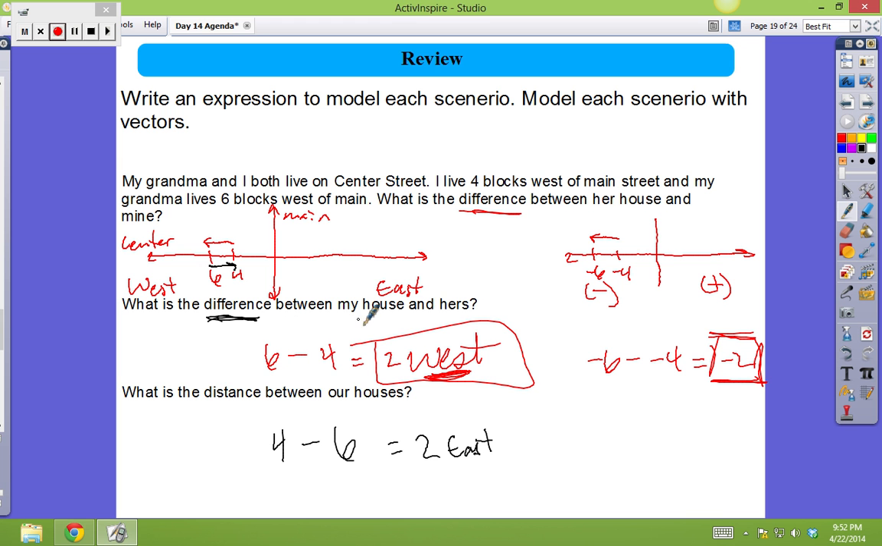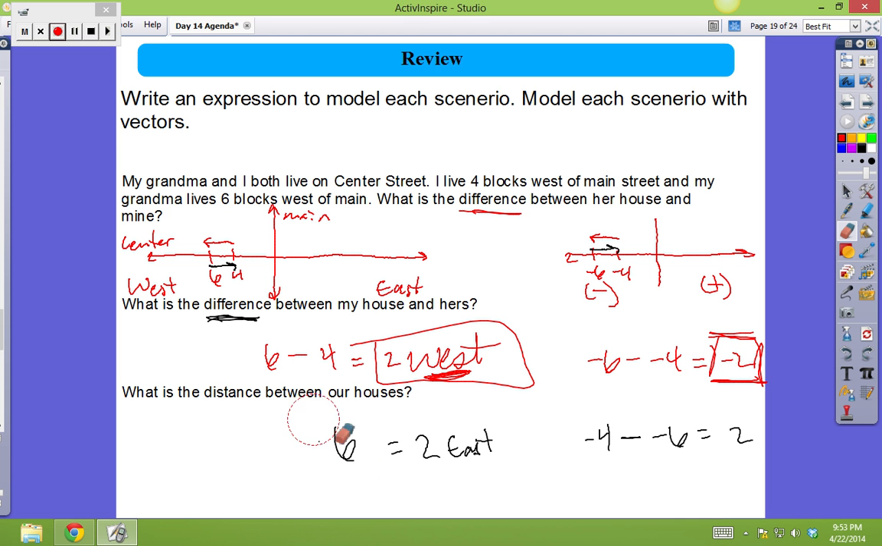So now what's the difference between my house, which is a -4, and her house, she was at -6? So now start at -6, go to -4, that's 2 positive. So the orientation totally matters. The direction totally matters. But now this last question gets interesting.